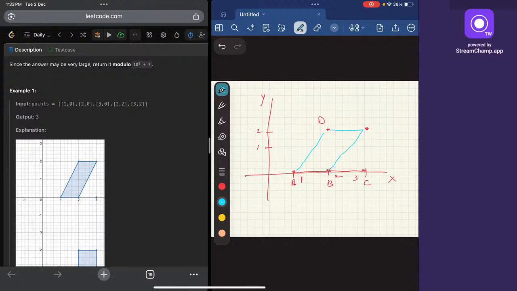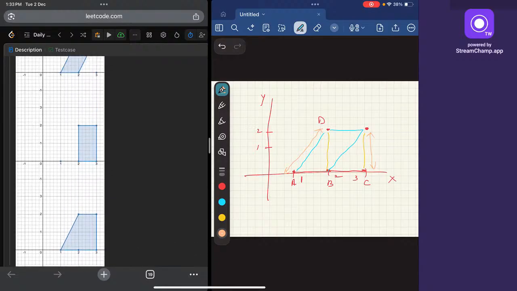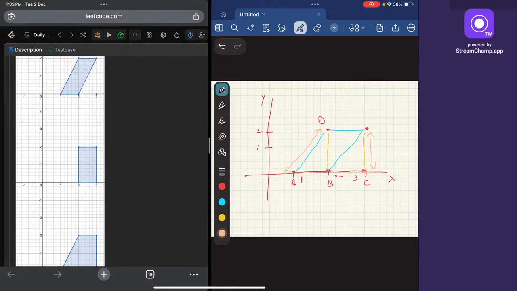This is one quadrilateral, so one trapezoid. This is another, let me do it with another pen. This is another trapezoid, and one is with A and C. So we have three colors, three points, so three trapezoids.